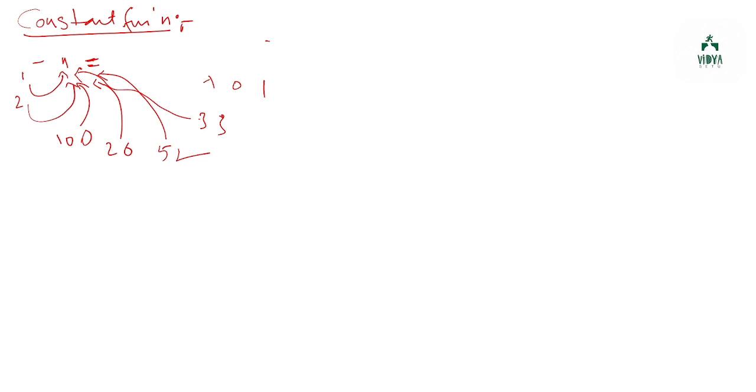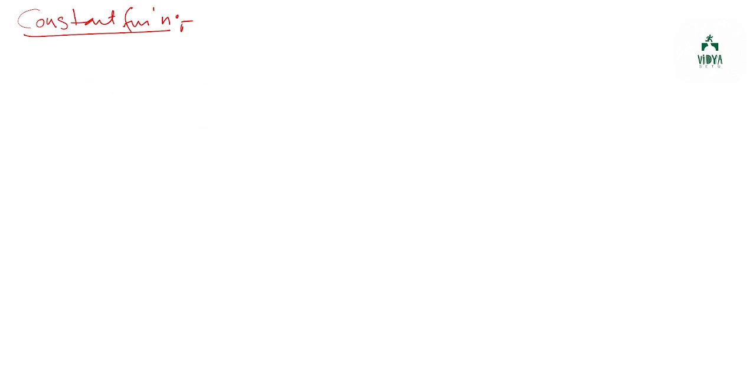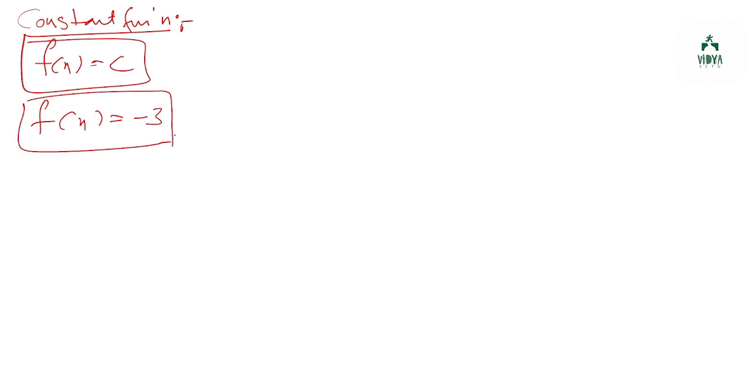That means whatever the input value may be, the output value will not change. That is a constant function. f(x) = c. This is a constant function. Example, f(x) = -3. Whatever you put, you'll get -3 only.